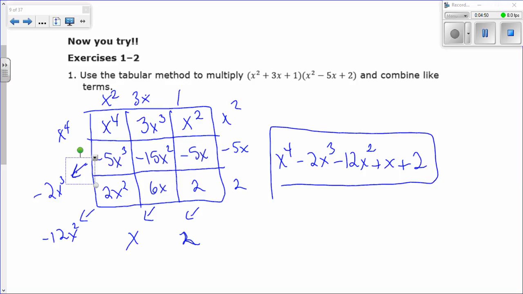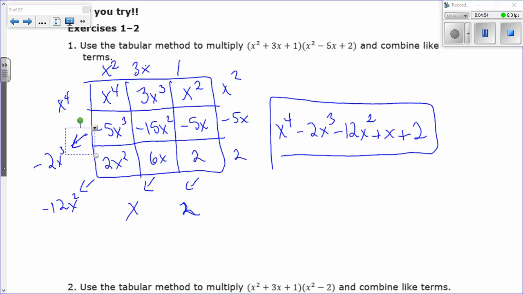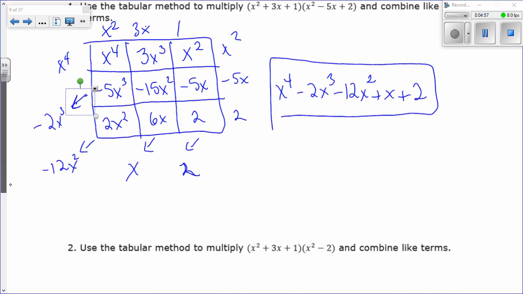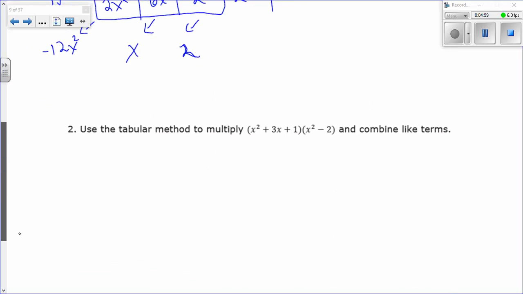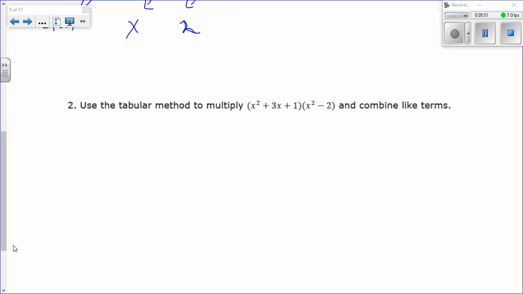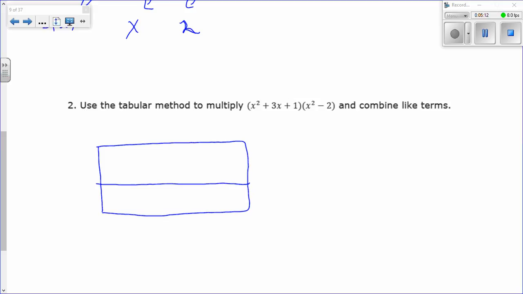Now you don't have to use the tabular method if you don't like to. However, I would recommend trying it because it tends to make these problems a lot easier. So use the tabular method to multiply x squared plus 3x plus 1 times x squared minus 2. So I'm going to do a 3 by 2. So I have x squared, 3x, 1, x squared, and negative 2.